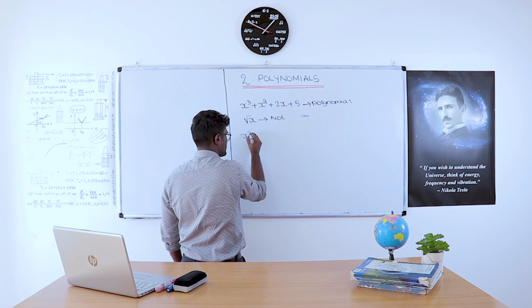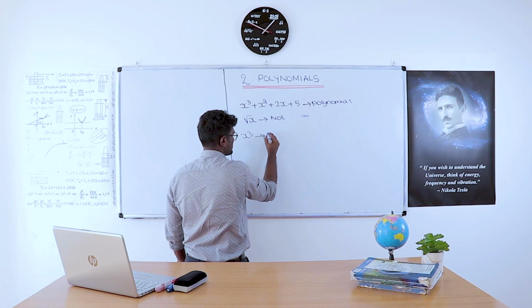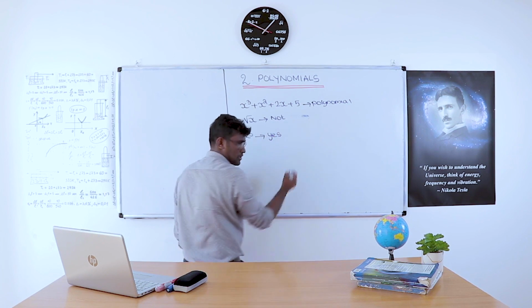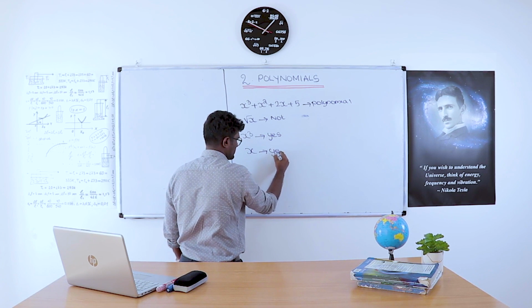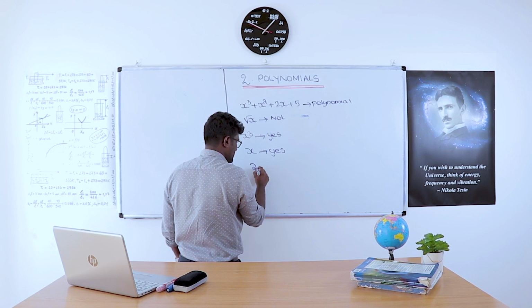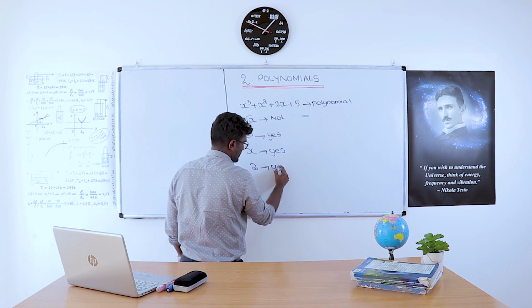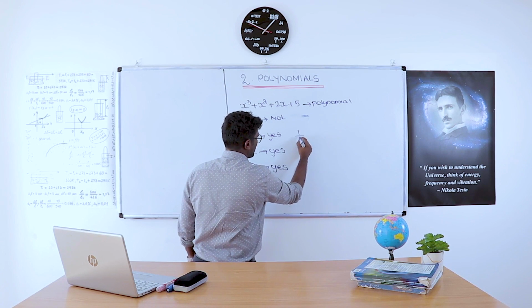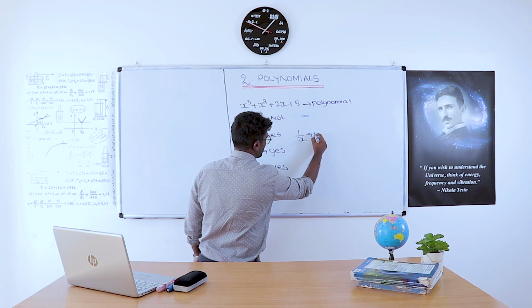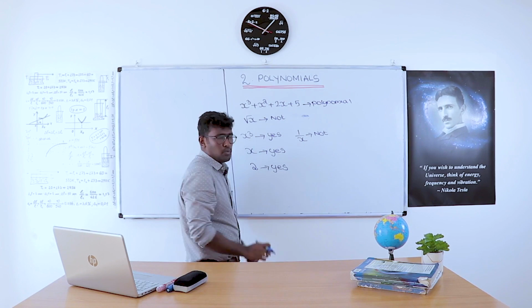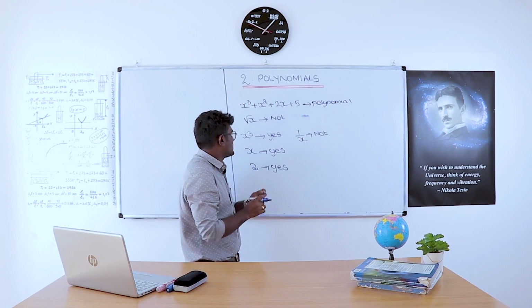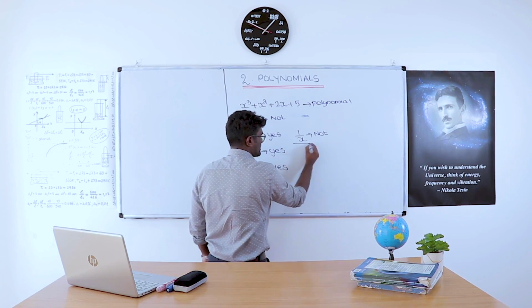Then x cube, is that a polynomial? Yes, this is a polynomial. What about x? Is that a polynomial? Yes. What about 2? Yes, 2 is a polynomial. What about 1 by x? 1 by x is not a polynomial. So why do we say that root x and 1 by x are not polynomials?